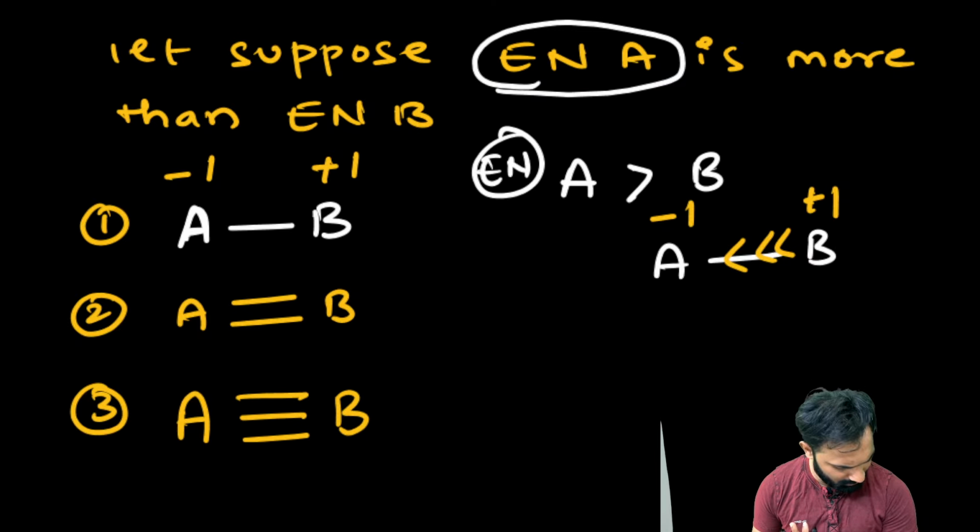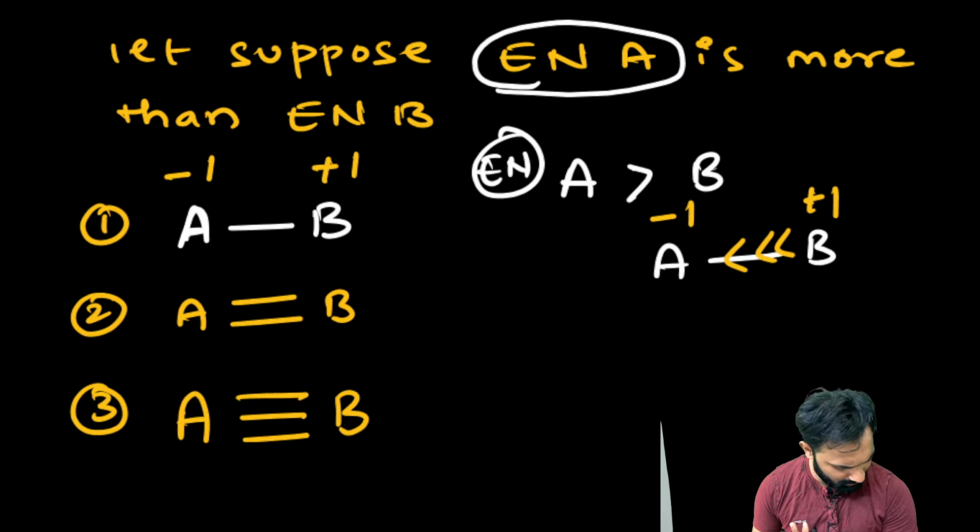In the second it is -2 and here it is +2. Why is it -2? Because from 1 sigma bond, electrons are moving towards the more electronegative atoms. Now 2 bonds are losing, here the B is losing its 2 electrons, right?